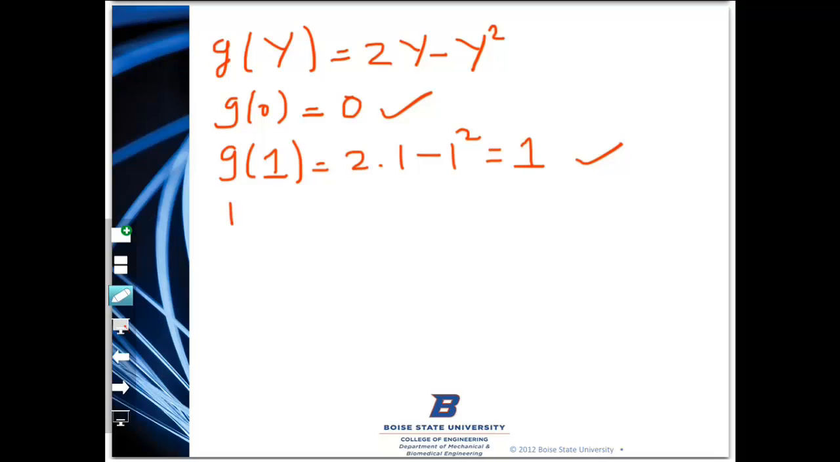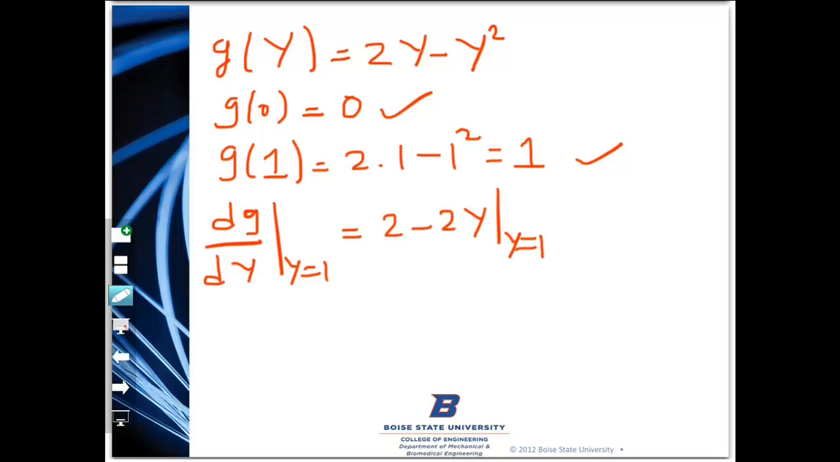And also dg over dY at Y equals 1 should be equal to 0. So 2 minus 2Y, if you do the differentiation, at Y equals 1 will indeed be 0. So this satisfies the appropriate boundary conditions. That is, no slip at the wall and no velocity gradient as you move away from the boundary layer. So in part B, we are asked to determine delta.